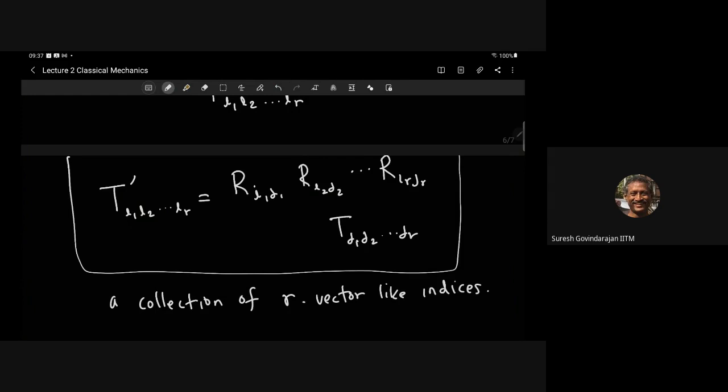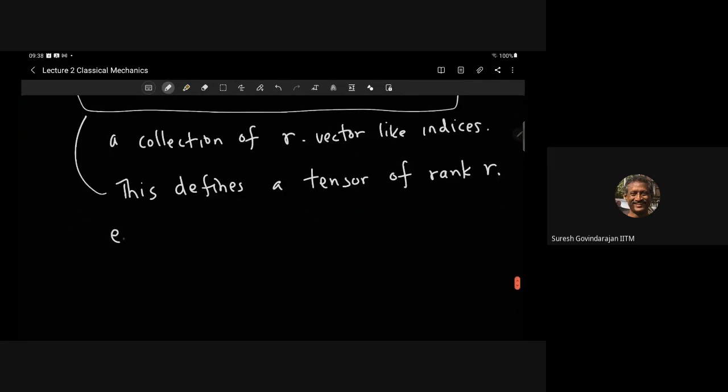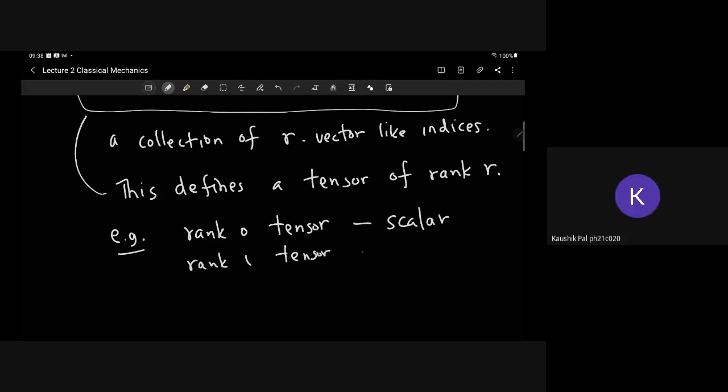So objects like this define a tensor of rank R. We already know examples. A rank 0 tensor is what? A scalar. A rank 1 tensor is a vector.